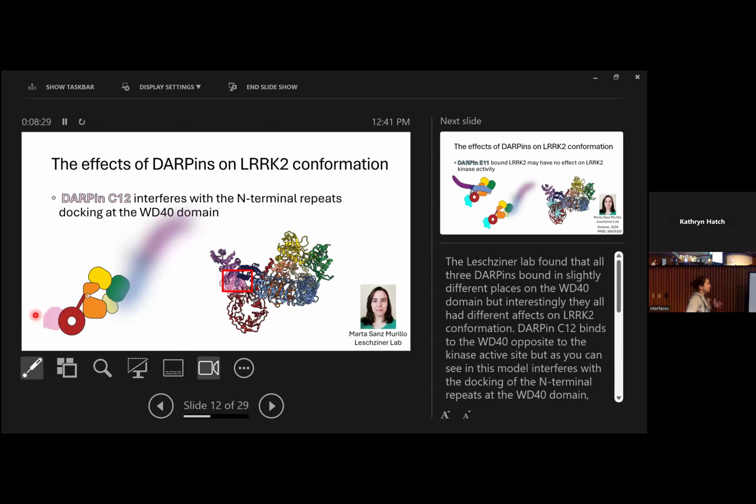And so these two DARPins, as I mentioned, are specific to RCKW, but what we found using some cryo-EM data from Marta in the Leschziner lab is that when DARPin C12 binds to the WD40 domain of LRRK2, you have this section here, where it's kind of hard to see because it's also spindly, but it interferes with where that arm actually docks across the kinase domain. And so we would expect that arm to be much more flexible and not be able to steadily dock across the kinase domain.